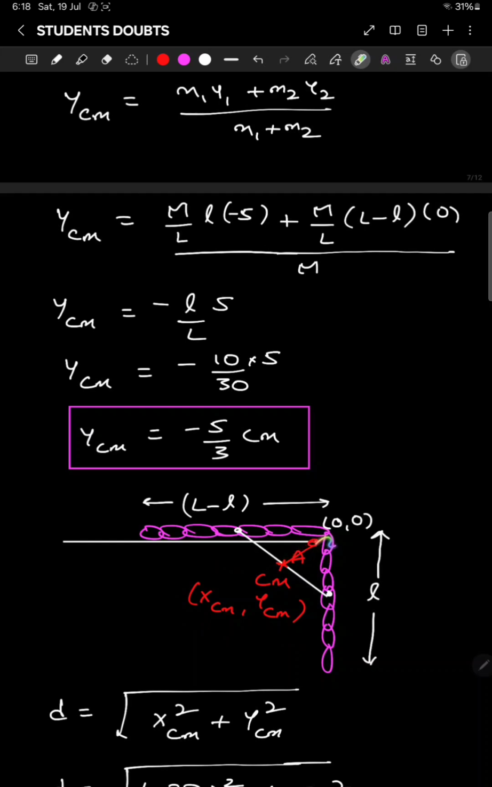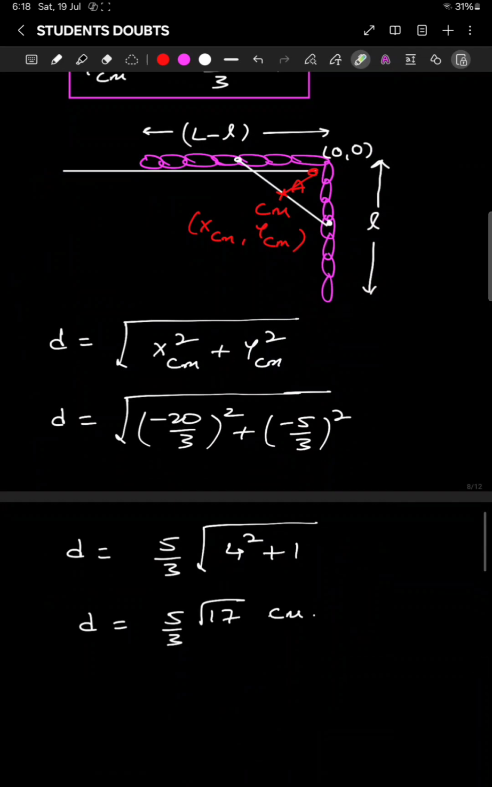Now from the origin to the center of mass, the distance is asked. Distance between two points formula: root of x2 minus x1 whole square plus y2 minus y1 whole square. That means root of XCM square plus YCM square. Just substitute the XCM value and YCM value. You will get 5 by 3 root 70.